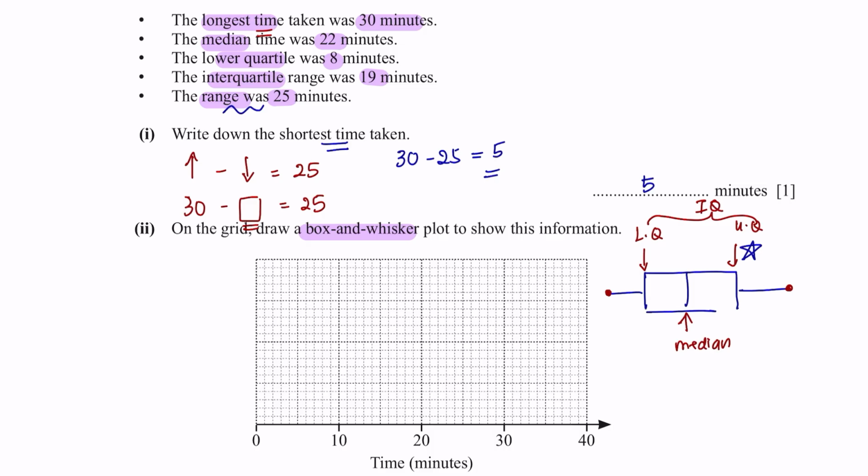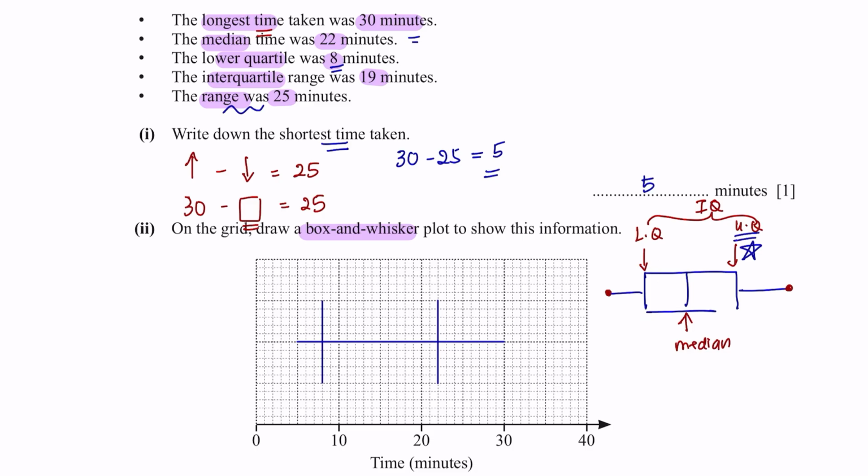So the shortest time was 5 and the longest time was 30. So I'm just going to draw a line like this. The median time was 22, so I'm going to draw a line like this over here to represent this line. The lower quartile was 8. So it will be over here to represent this line.